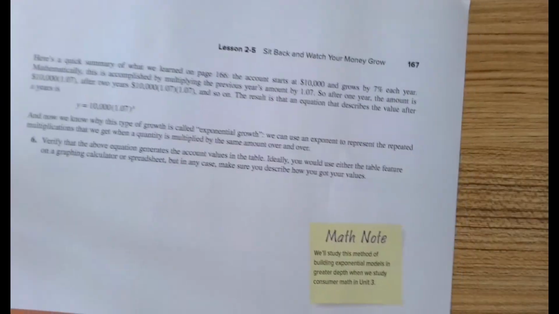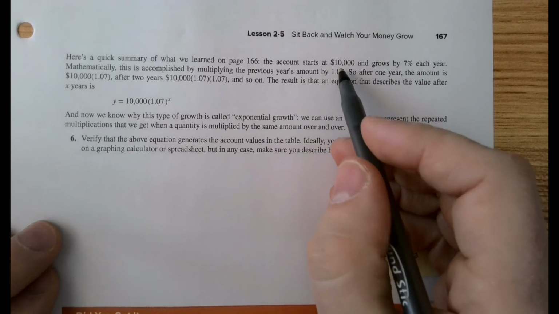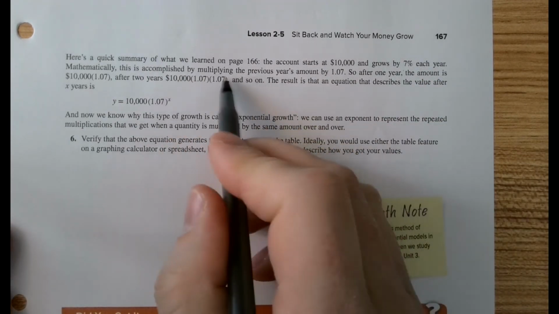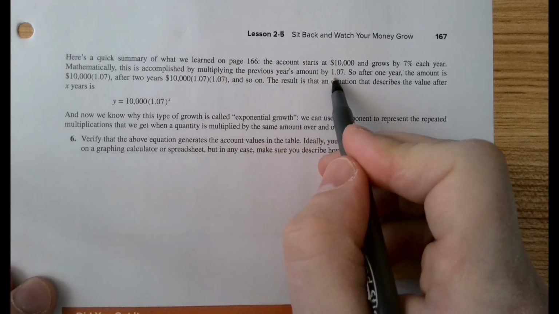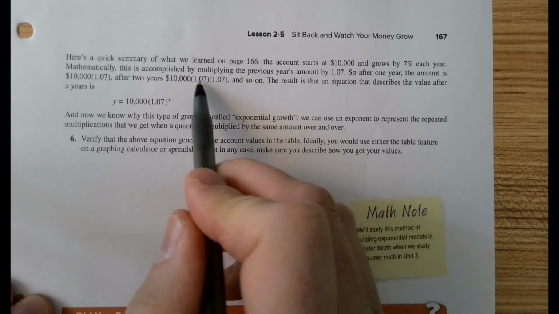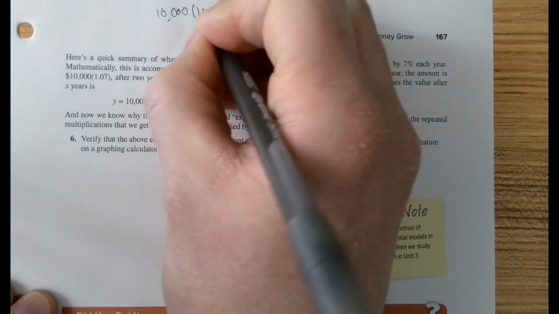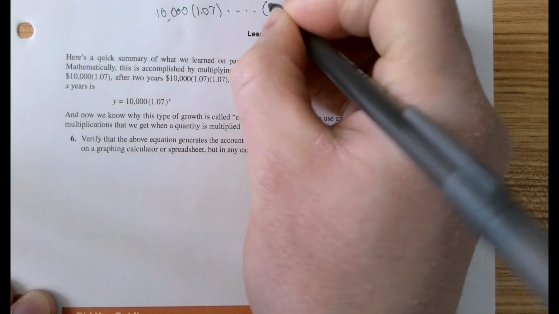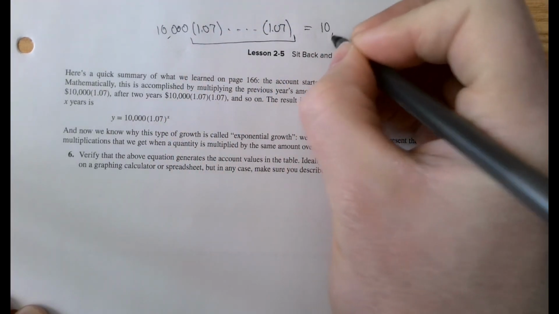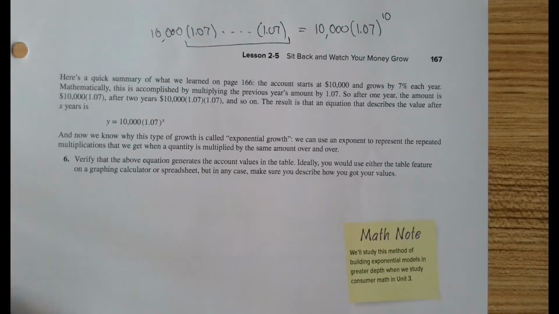Well, here comes the equation. So this is the model. The account started at 10,000. It grew by 7% each year. And we accomplished this by multiplying the year's amount by 1.07. So year after year after year, we continue to multiply by 1.07 repeatedly. So if we want the 10th year, we would have to have 10,000 times 1.07 ten times. Well, the shortcut for that is an exponent, hence exponential growth. So we would have written that to a 10.